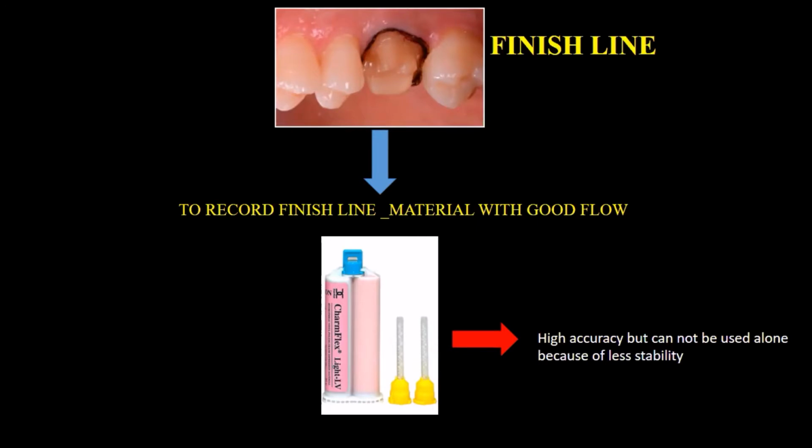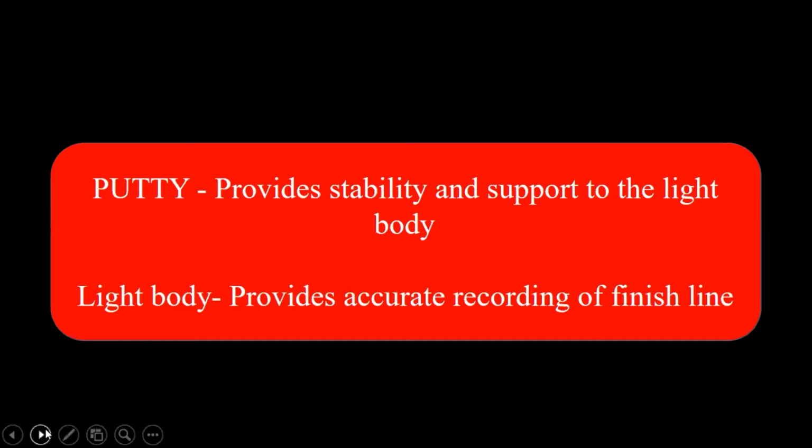In order to record the finish line, the material should have adequate flow properties, and this property is met by the light viscosity of addition silicone. But on the other hand, it cannot be used alone since the material is not that rigid, and it will be less stable when used alone. Hence, in order to provide stability and the required support, putty is used. The role of the putty here is to provide stability and support to the light body, and the light body in turn, by means of its excellent flow properties, records the finish line in a much better way.